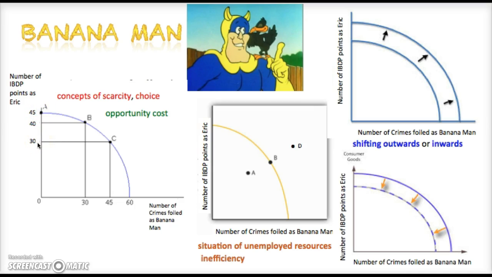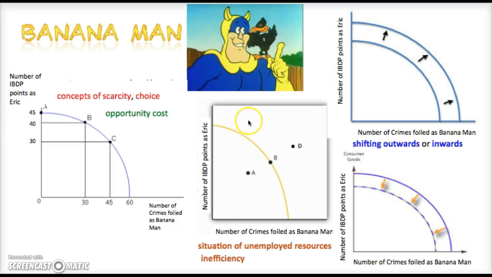Okay, so that would be the scenario in my case that I would explain and write underneath this diagram. Okay, and that would tick off that I've explained the concepts of scarcity, choice, and opportunity cost in the context of Banana Man in my case. Okay, so you can choose any superhero you want to. It can be your mom or dad if you want. Okay, superhero can be real or non-real, fictional.